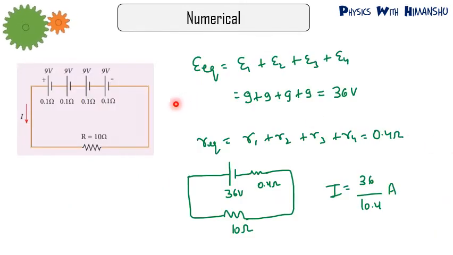Now I'll take a simple example. We have four cells of 9 volt each and internal resistance 0.1 ohm each. So all four of them are similar. Now there's an external resistance of 10 ohm. We have to find out the current in the circuit.